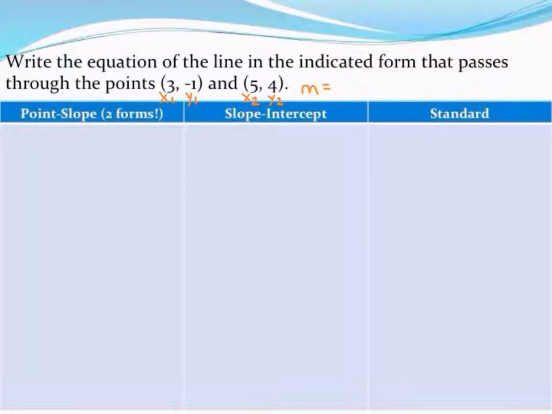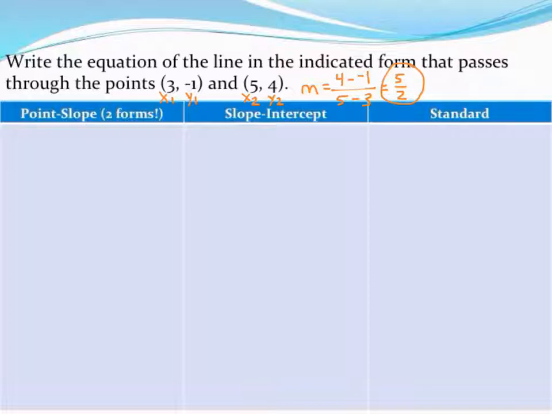So if I do this, I'm going to take 4, subtract -1, so y2 minus y1, and divide that by x2 minus x1, so 5 minus 3. When I do that, I end up with 5 over 2 as my slope. So again, that's how I always start any of these problems. Next up, I'm going to fill out this chart in order.